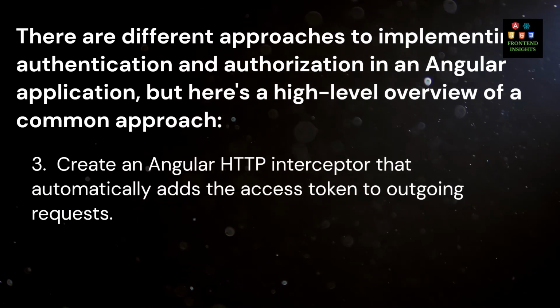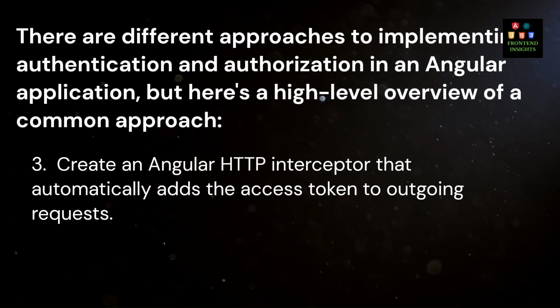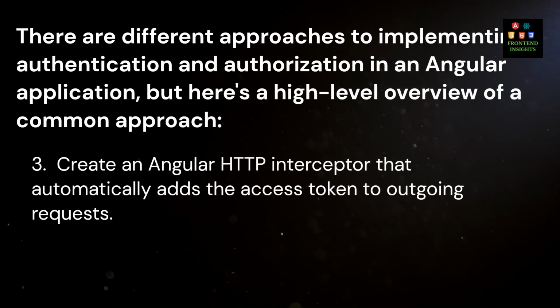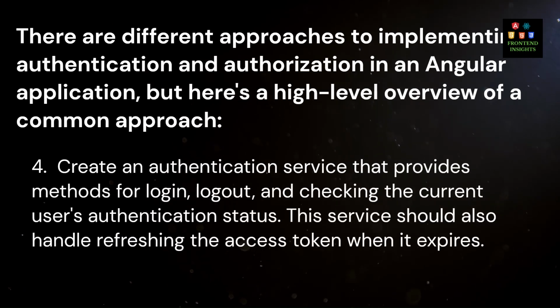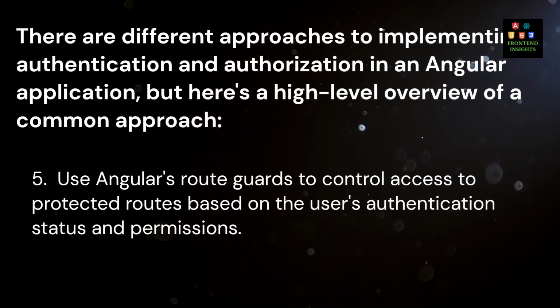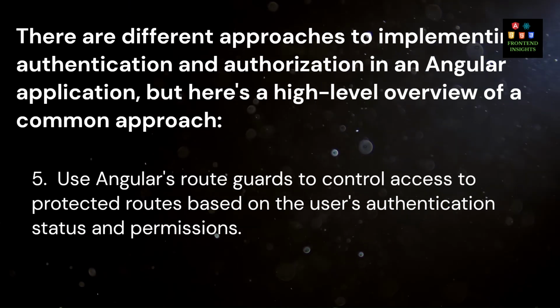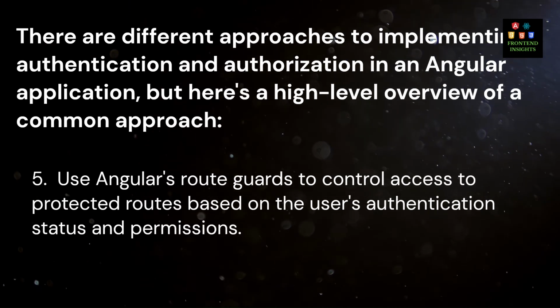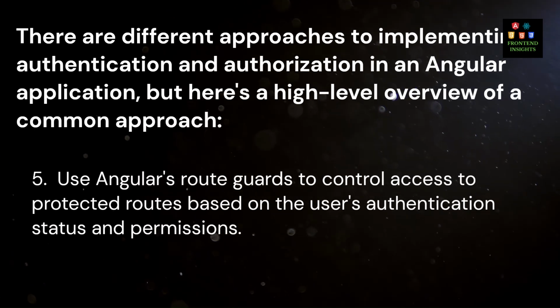Third, create an Angular HTTP interceptor that automatically adds the access token to outgoing requests. Fourth, create an authentication service that provides methods for login, logout, and checking the current user's authentication status. This service should also handle refreshing the access token when it expires. Fifth, use Angular's route guards to control access to protected routes based on the user's authentication status and permissions.